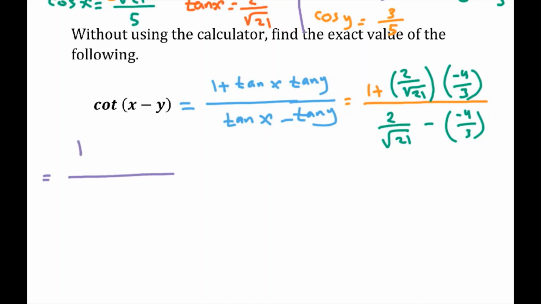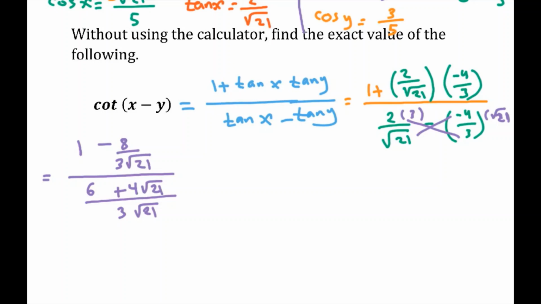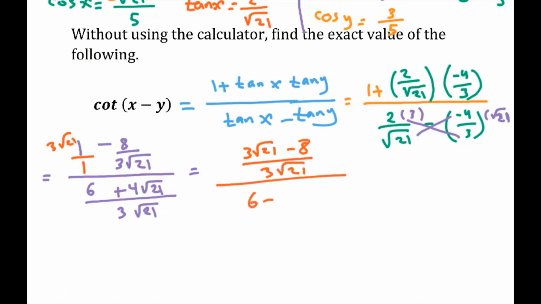It will be 1, 2 times negative 4 is minus 8 over 3 square root of 21. And now you can cross multiply. You will multiply this by 3 and this by square root of 21. That's going to be 6 plus 4 square root of 21, and you will have a common denominator, 3 square root of 21. Now here you can multiply both by 3 square root of 21. So it will be 3 square root of 21 minus 8 over 3 square root of 21 over 6 plus 4 square root of 21 over 3 square root of 21.